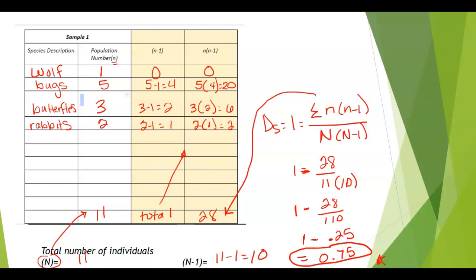Hopefully this will help you complete your assignment. You're going to look at some different environments and see how they compare in terms of their diversity index. The closer to 1, the more diverse and the healthier it is. Then you're going to have to come up with some reasons why you think an environment might be more or less diverse. If you have any other questions, please don't hesitate to ask.